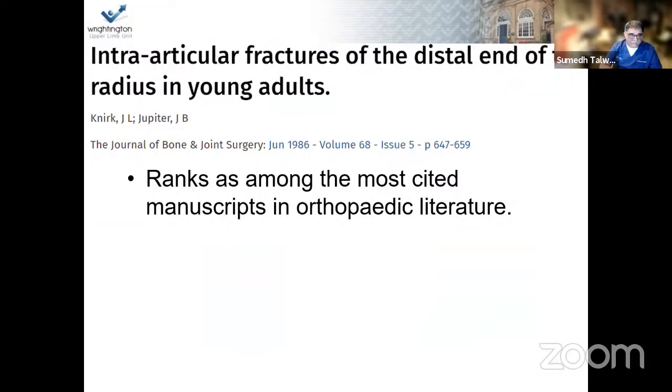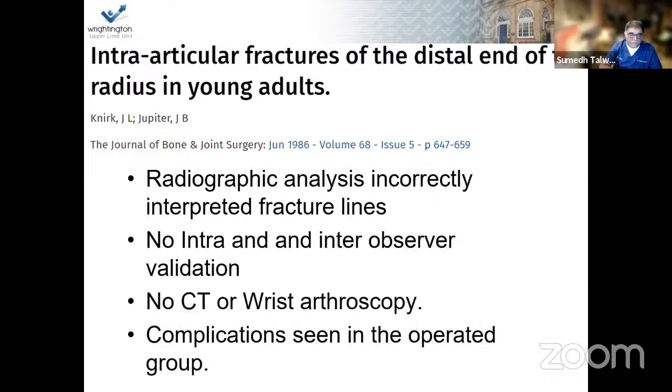Let's look at one of the classics, intra-articular fractures of the distal end of the radius. It's by Jesse Jupiter. It ranks as one of the most cited manuscripts in orthopedic literature. But subsequently, because of the relentless passage of time, 23 years of advancement, there have been a number of issues that have come up. We know that the radiographic analysis was probably inaccurately looked at. There was no inter-observer or intra-observer validation. They didn't have CT or arthroscopy. And when you look carefully at the paper, complications were seen in the operated group.